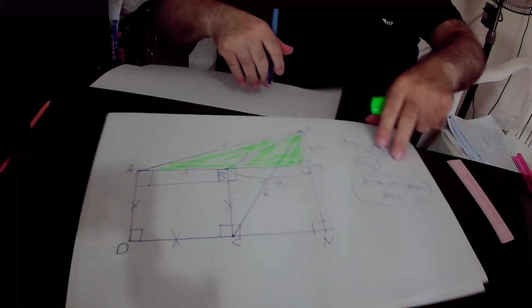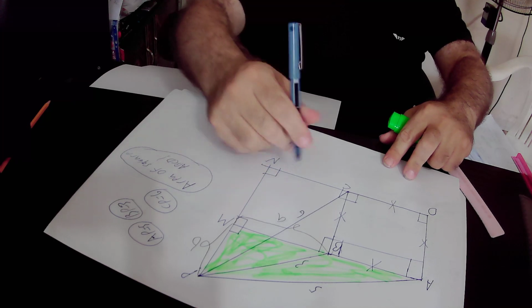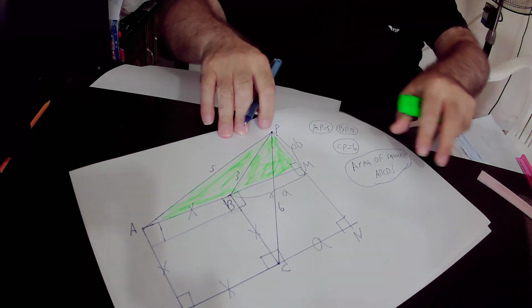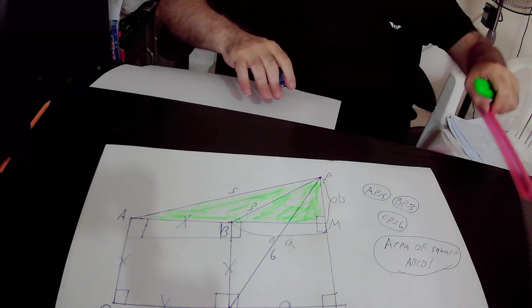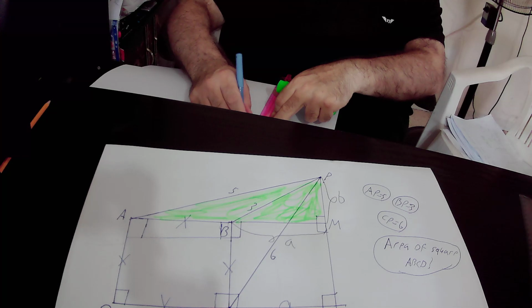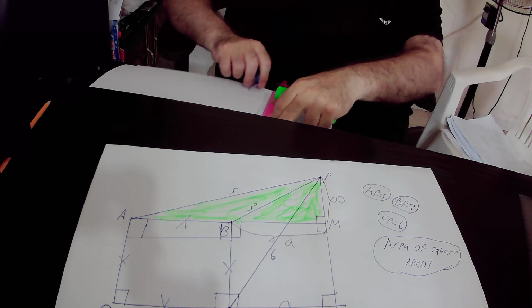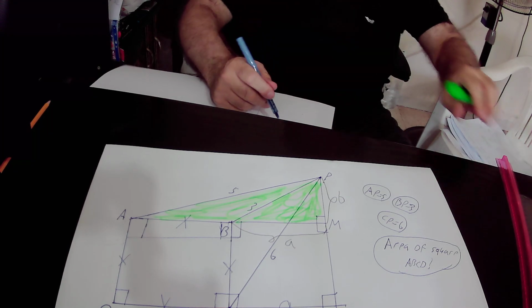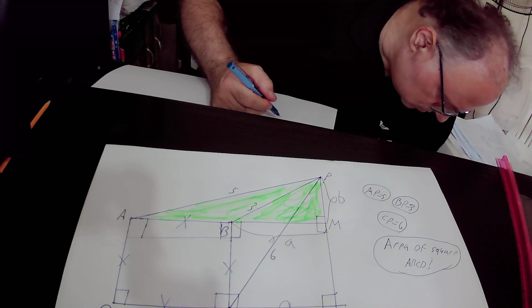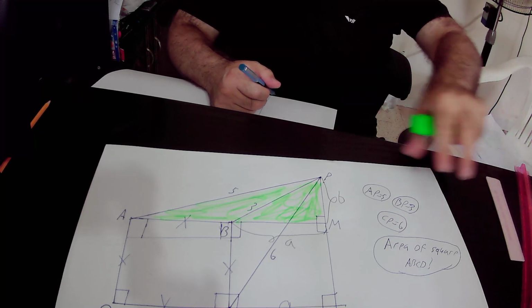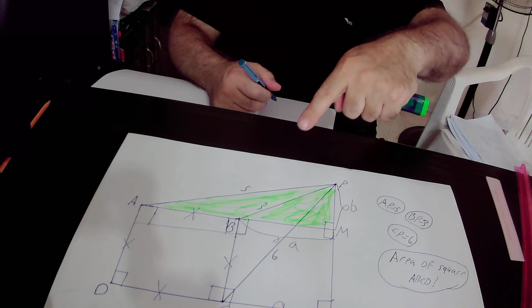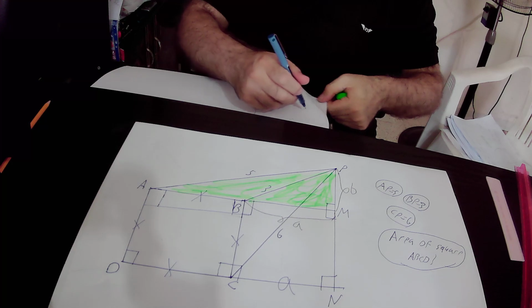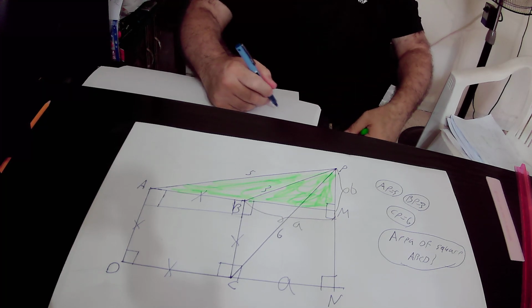CN is equal to A. Likewise, according to the same rule that the opposite sides of a rectangle are equal to each other, we will get that BC is equal to MN.